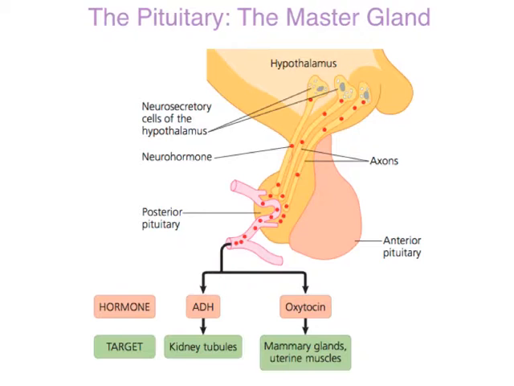ADH, also known as antidiuretic hormone, has an effect on the kidneys. Antidiuretic hormone makes you pee less. It conserves water. Okay, those are the only two hormones that are released by the posterior pituitary. I started with that because I wanted to ease you in. When we get to the anterior pituitary, you're going to see why I started with this one.